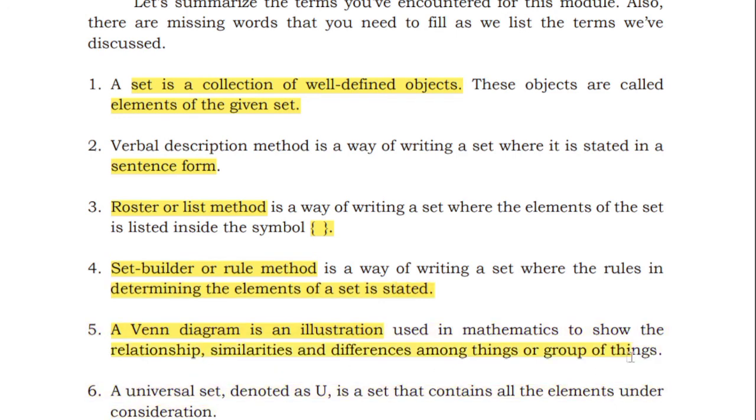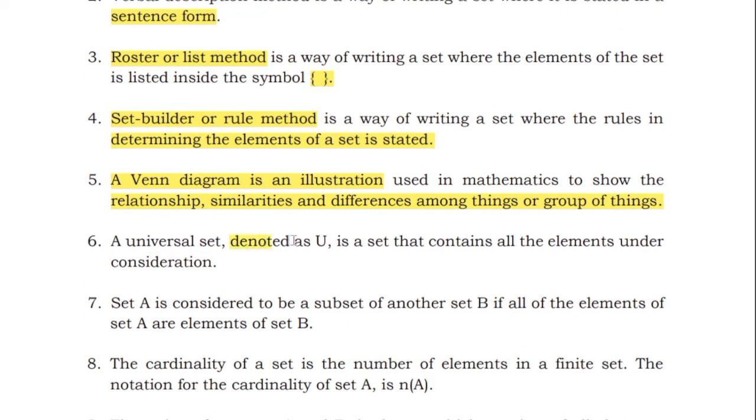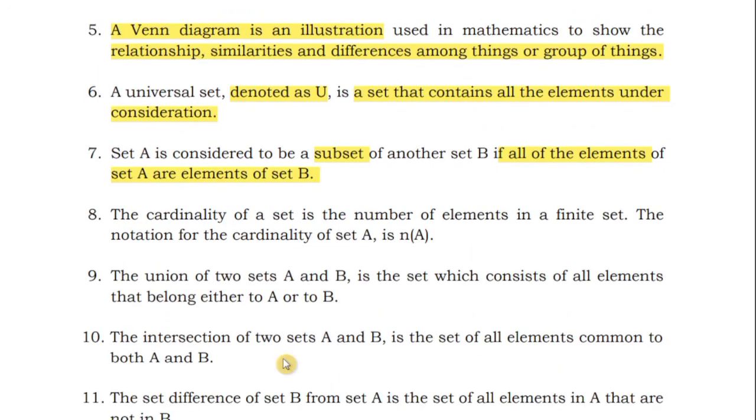Or in short, the Venn diagram is the pictorial representation in such a way that we visualize further, going from the verbal to the pictorial. The universal set, denoted by this symbol, is a set that contains all elements under consideration. A subset of a given set is a set if all elements of set A are elements of set B. The cardinality of a given set is the number of elements in a finite set, given as n of A.